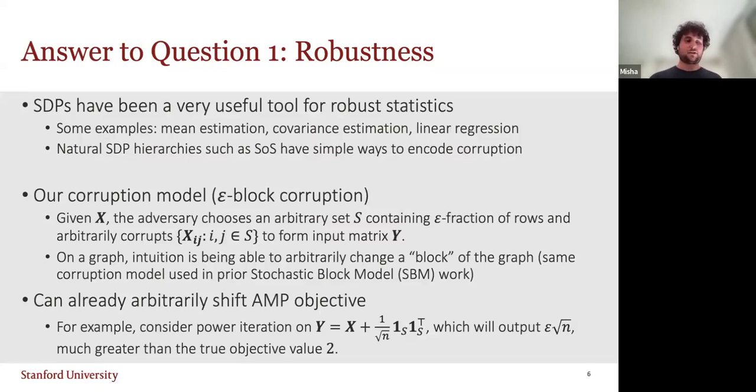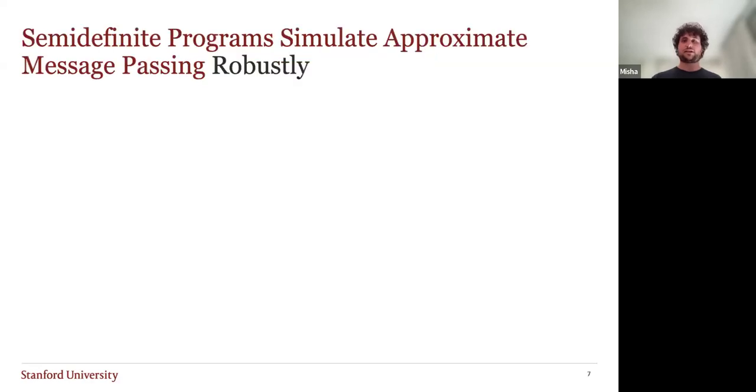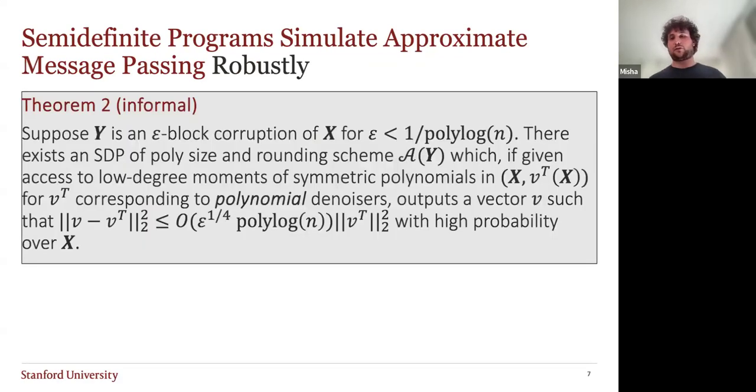So given this answer, it turns out we can simulate approximate message passing robustly. The informal theorem is that for sufficiently small epsilon, we can basically get the exact same guarantees as before. We can construct this semi-definite program, poly-size, with an associated rounding scheme, which now takes in the corrupted input and outputs a vector which is close compared to whatever epsilon was, with high probability over X. Once again, this is polynomial time.